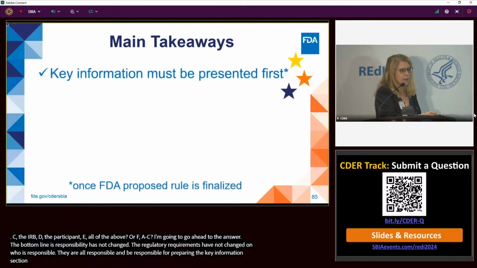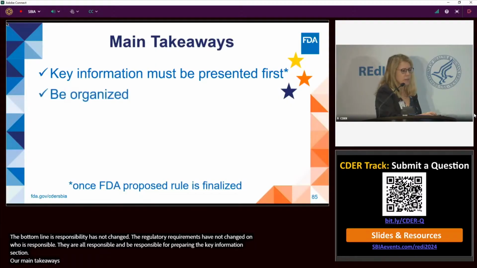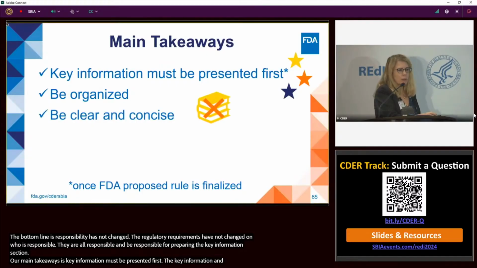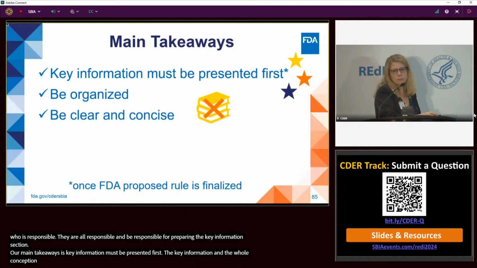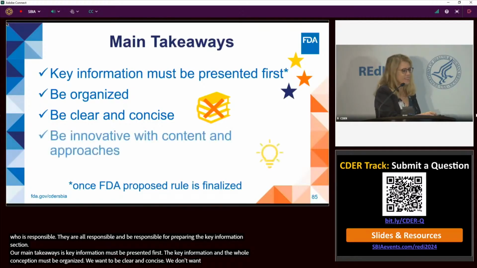Our main takeaways today are, again, key information must be presented first. The key information and the whole consent must be organized. We also, again, want you to be clear and concise. We don't want to read books when patients are coming to talk to you about consent. We also encourage innovation about the content and the approaches.